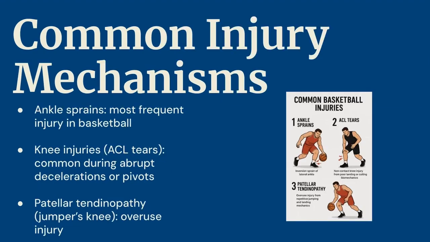Common injury mechanisms. Ankle sprains are the most common injury in basketball. Knee injuries are second, such as ACL tears, which are common during abrupt decelerations or pivots. And patellar tendinopathy, or jumper's knee, is an overuse injury. Ankle sprains are typically inversion sprains of the lateral ankle ligaments.